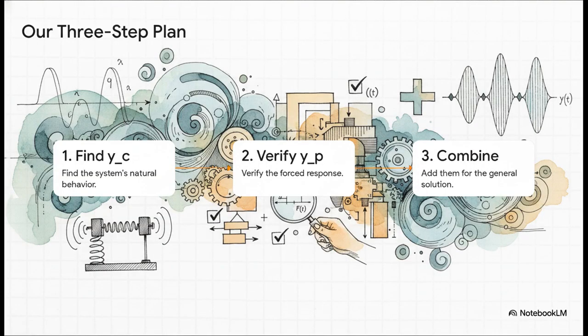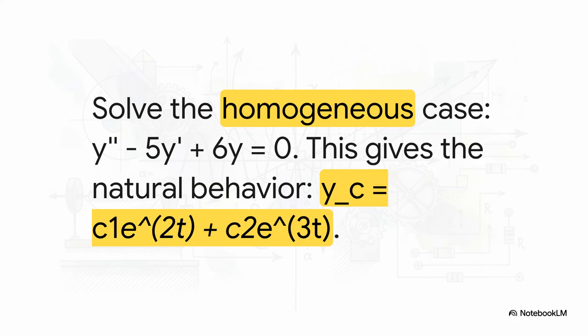And we're going to follow a super clear 3-step plan. First, find the system's natural behavior, that y sub c. Second, find and check the specific response to the force, y sub p. And third, you just add them together for the final answer. Simple as that. Step 1, the natural behavior.